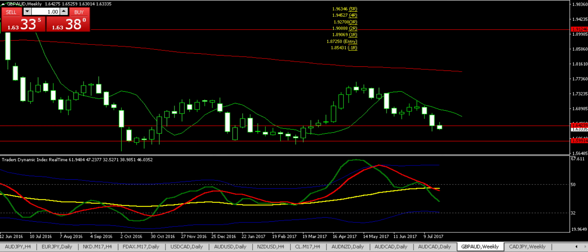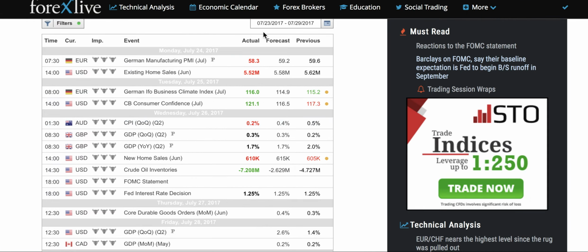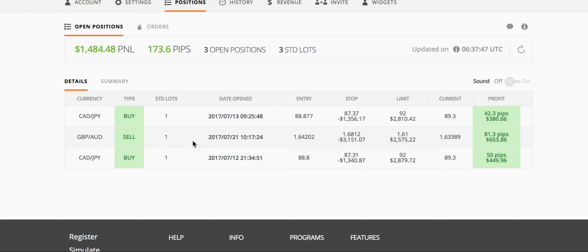Okay, guys, that's my trades. That's what I'm looking at doing, and just as I said, these are my positions here on the CAD yen and pound Aussie dollar.